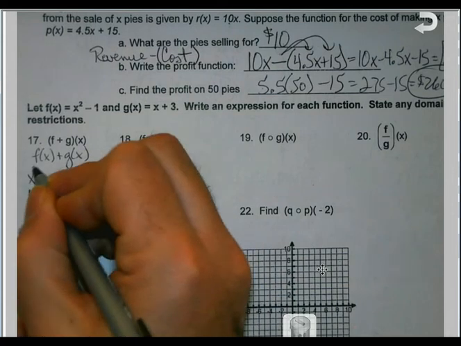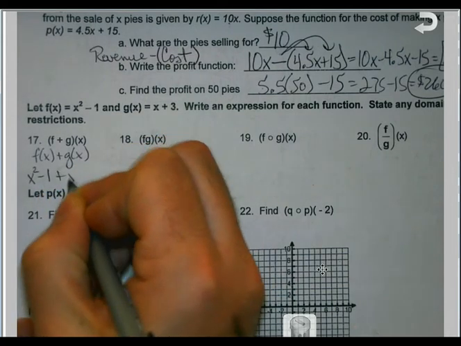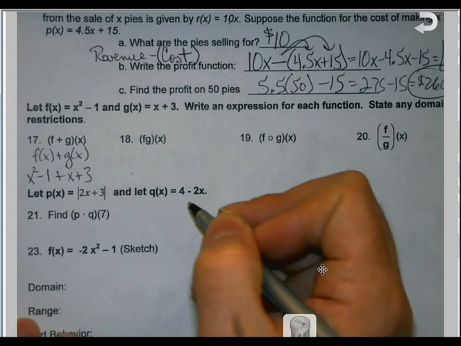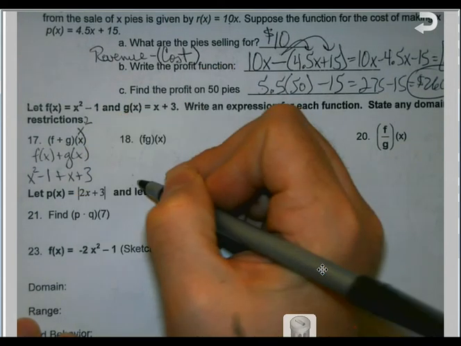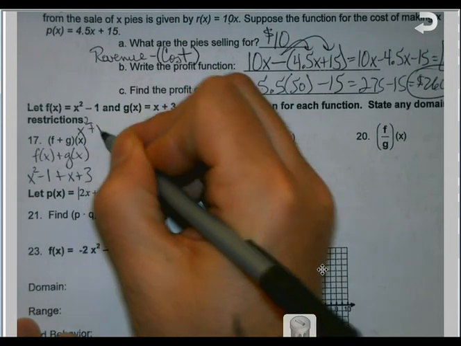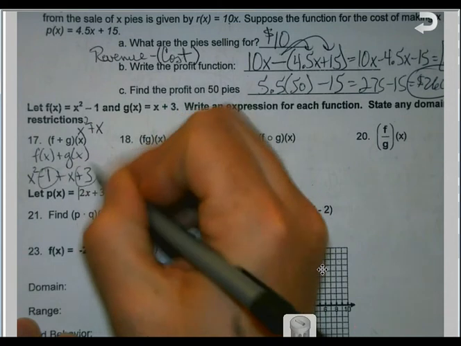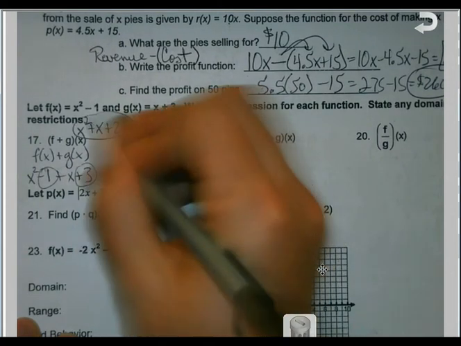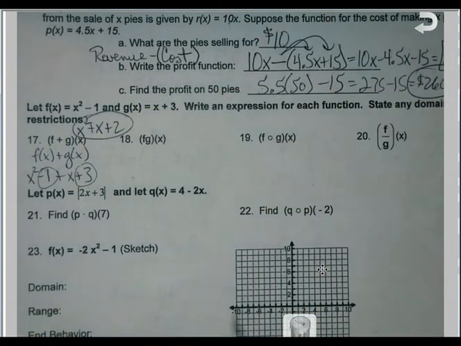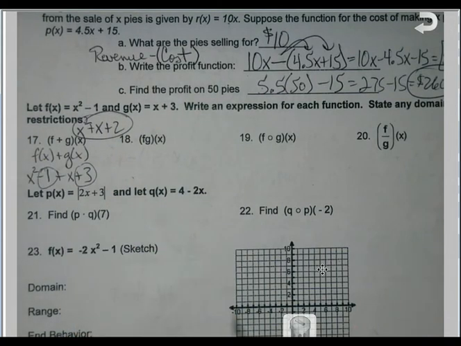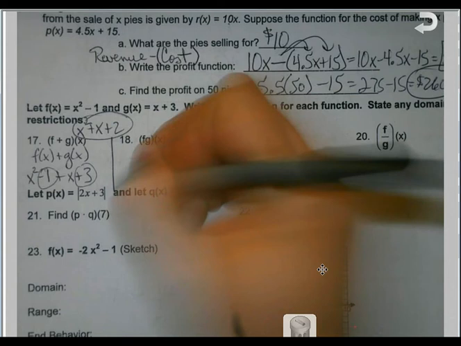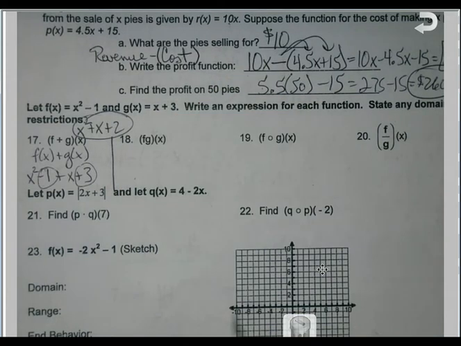So x squared minus 1 plus x plus 3. Find the terms that are alike. I don't have any other x squareds. I don't have any other x's. Negative 1 plus 3 is 2. That's it. You're not multiplying by x. Okay, some of you still are wanting to do that. That's why I want you to actually write out what it means so you can see what it is, work that out, and not have that at issue.